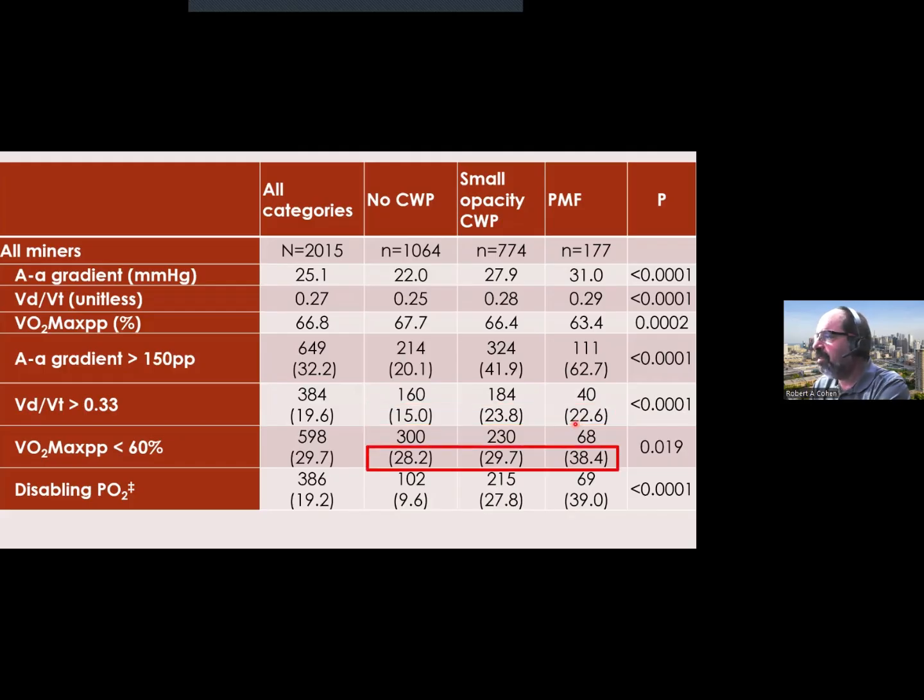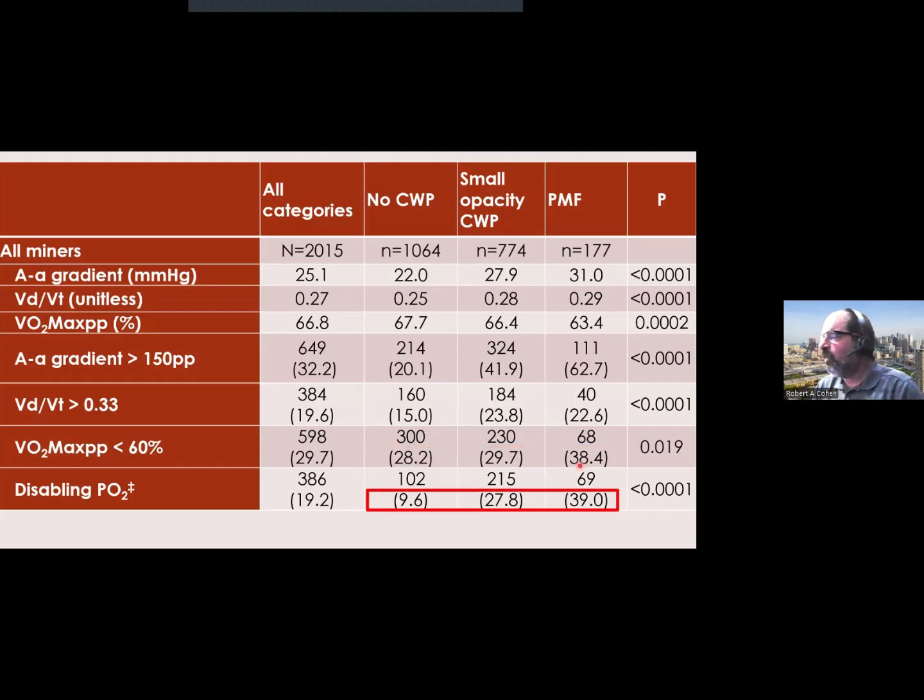in this case. And then the prevalence of having a disabling PO2 was really quite significant in people with normal X-rays and small opacity disease, and then with PMF. Of interest, we looked at the DOL's criteria, the Department of Labor's criteria for a disabling PO2. And that's really based on a certain PO2 for a certain PCO2. If you look at our paper, we give you the exact criteria for that. But you can see that 10% of people with normal chest X-rays had a disabling PO2 on exercise.